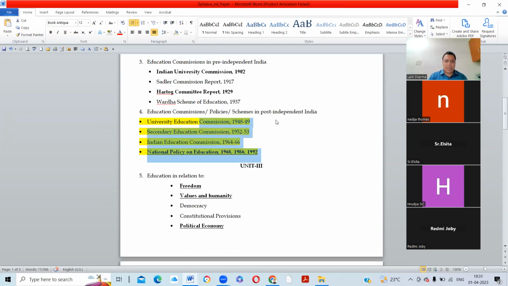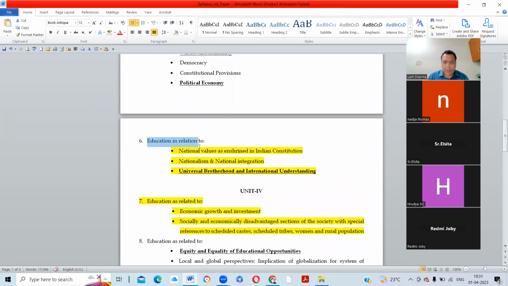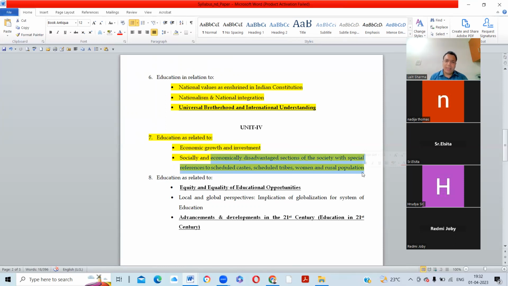And then under unit 3, I advise all of you, go for the sixth one: education in relation to national values as enriched in Indian Constitution. We have discussed national integration, nationalism, universal brotherhood, and international understanding. And under unit 7, for a long question, go for the seventh one: education as related to economic growth and investment and socially and economically disadvantaged sections, because this is an easy one, right? Others you can learn for the short answers, okay?